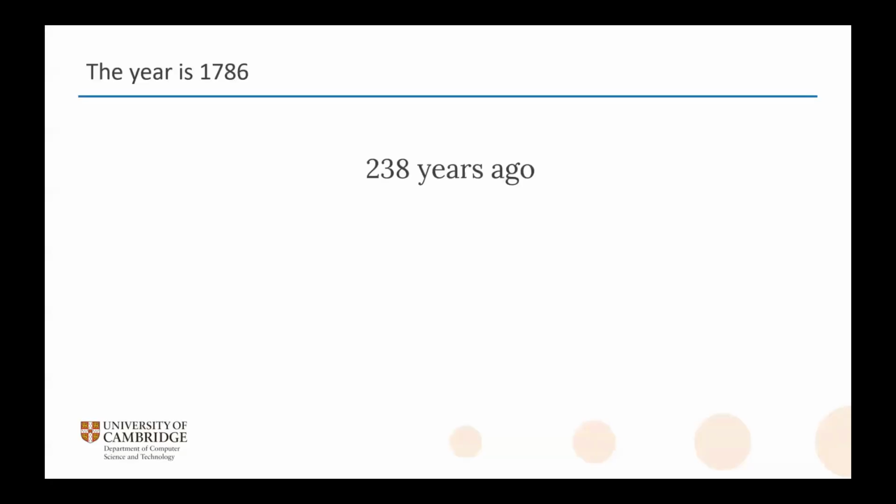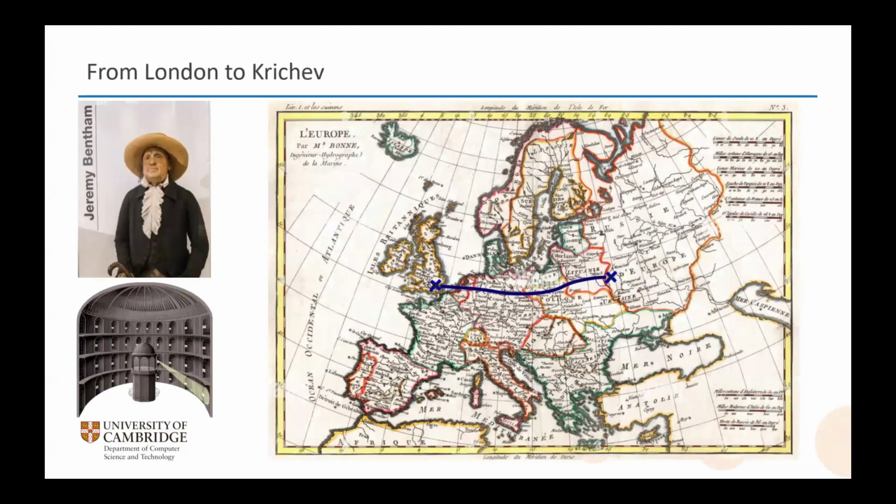So in a way, my PhD really begins over a quarter of a millennia back, when this British philosopher named Jeremy Bentham decides to travel to Krychaw, which is a small town in Russia, of all places. And Jeremy Bentham is known for this philosophy that he created, which is called utilitarianism. And it's an ethical theory that says that the best action is the one that maximizes overall happiness or well-being, greatest good for the greatest number of people, sort of thing.